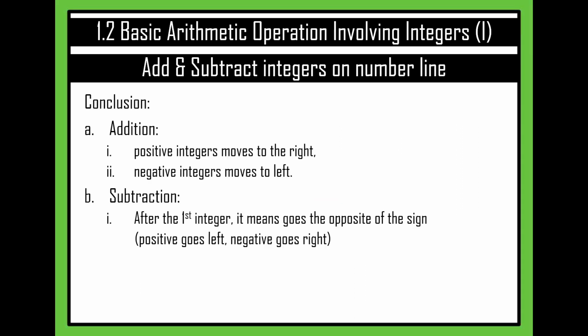Alright, for our conclusion, if we're adding integers, positive integers will move to the right and negative integers will move to the left. Now if we are subtracting, after the first integer, you will see minus means to take away, or if it's on the number line, it means to go in the opposite direction of the sign. So if it's a positive sign, we are going to go to the left. If it's a negative sign, we are going to go to the right.